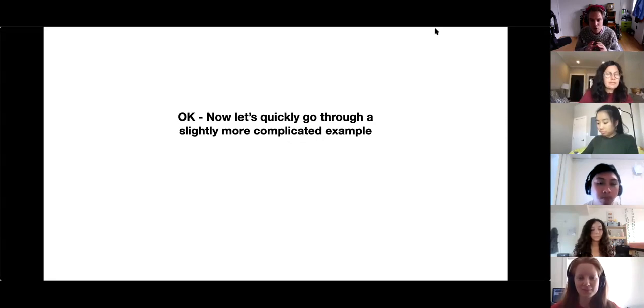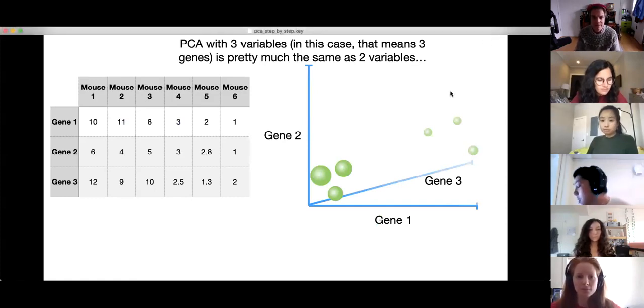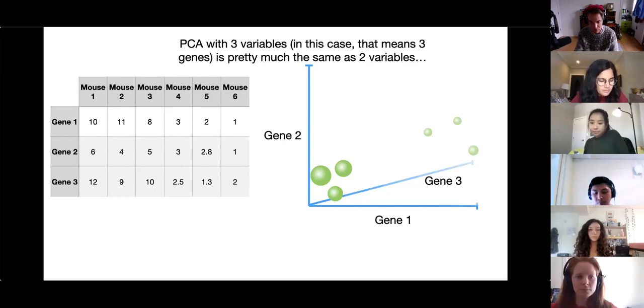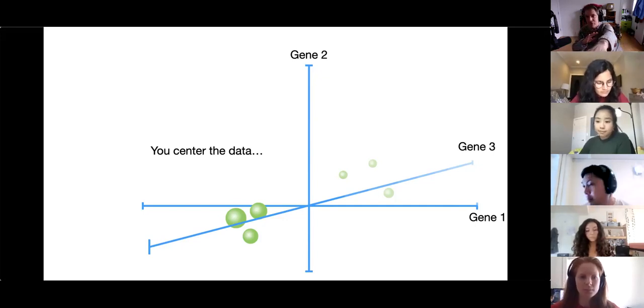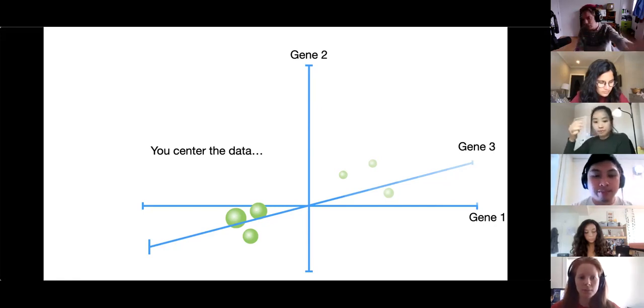Okay, now let's quickly go through a slightly more complicated example. This time we've got PCA with 3 variables, which in this case means 3 genes. PCA with 3 variables is pretty much the same as PCA with 2 variables. You center the data. By the way, now that we're using 3 genes, we're kind of faking a third dimension. So gene 3 is depth, going out the back of your computer screen, through the window or the wall or whatever's behind it. That's depth.